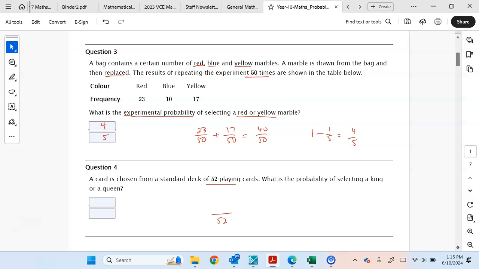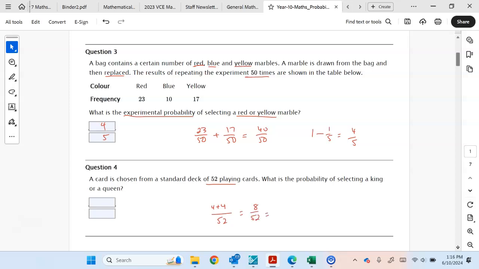And you should have a copy of a deck of cards. So you should know in a deck of cards, you've got 4 kings and 4 queens. So you've got 4 plus 4, 4 kings, 4 queens. So 8 over 52.